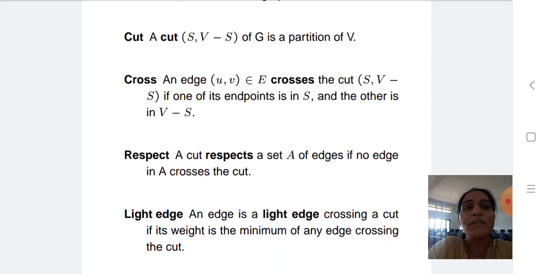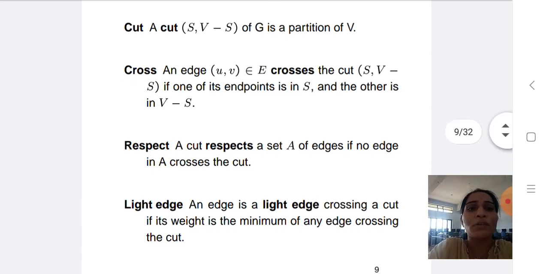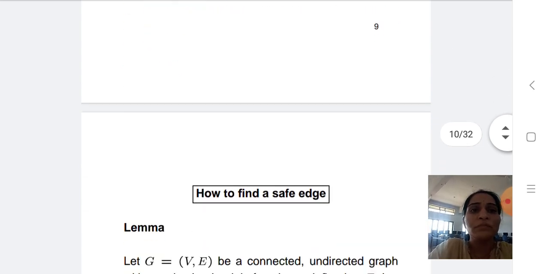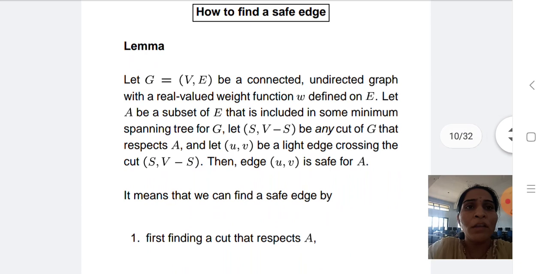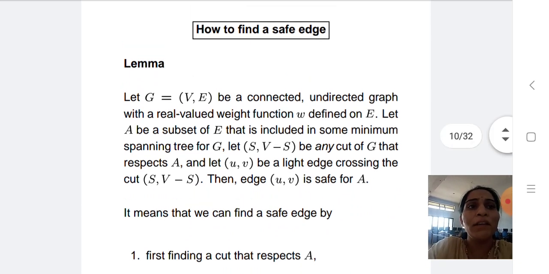An edge is a light edge crossing a cut if its weight is a minimum of any edge crossing the cut. Now, how to find a safe edge? There is a lemma. Let G = (V, E) be a connected undirected graph with a real-valued weight function W defined on E.